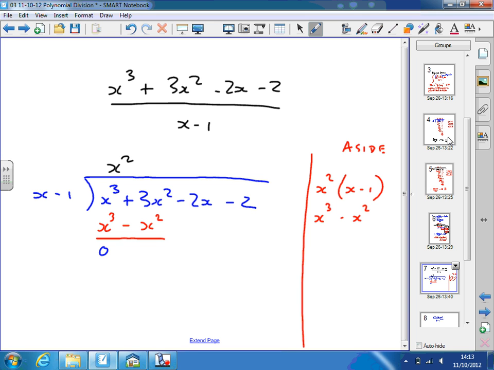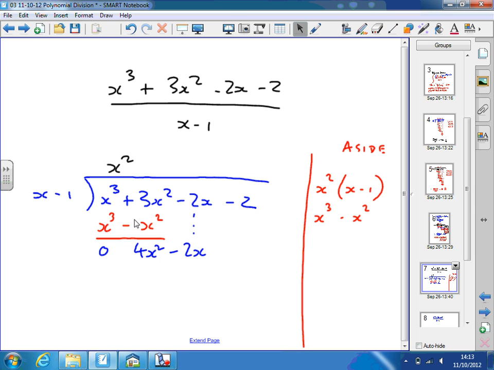This is the important one to be careful of because we've got a double negative. 3x squared minus x squared is plus x squared. That gives us 4x squared. So be careful of that. Because we're working out a remainder, it's always that minus that. So x cubed minus x cubed is nothing. 3x squared minus gives us plus x squared, 4x squared. Bring down the next term, minus 2x.